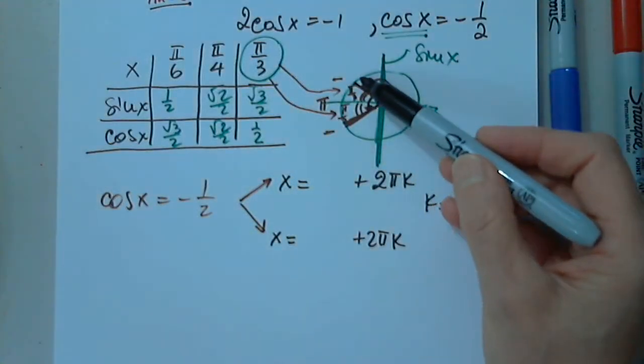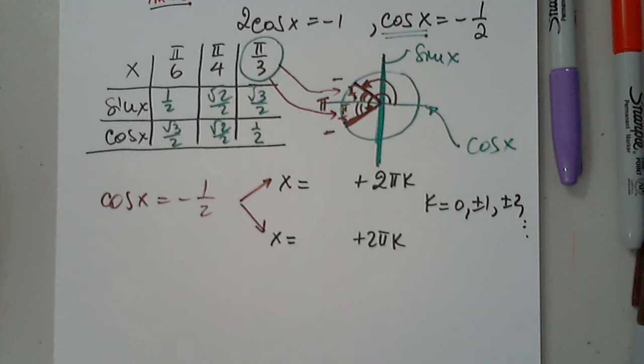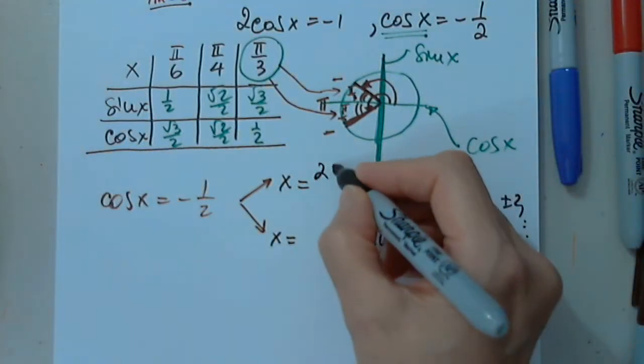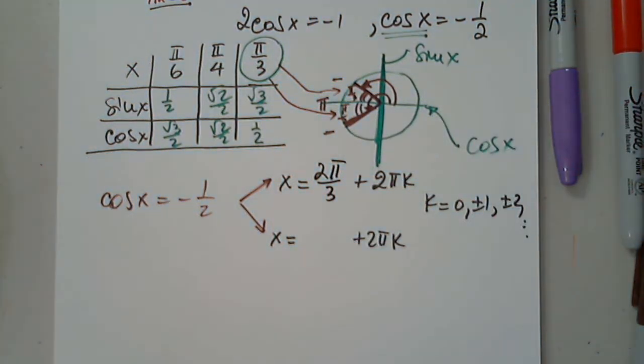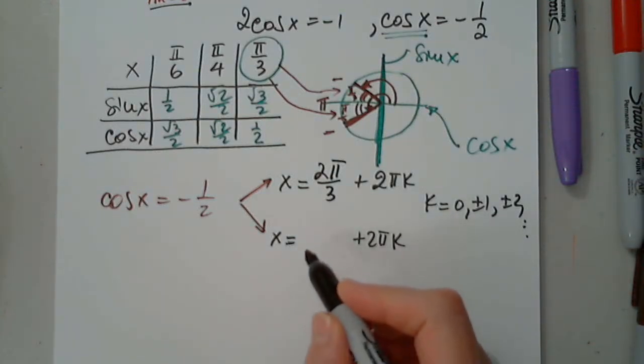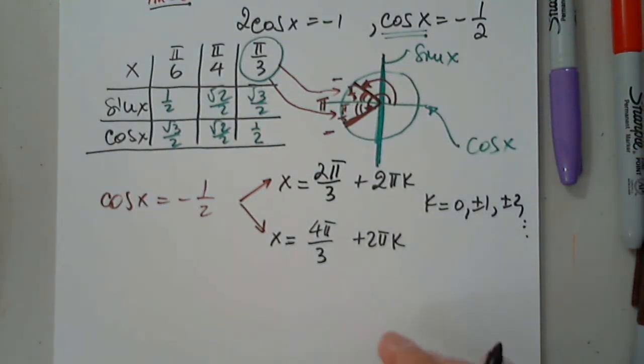So how much is pi minus pi over 3? 2 pi over 3. Thank you so much. And how much is pi plus pi over 3? 4 pi over 3. Very good.